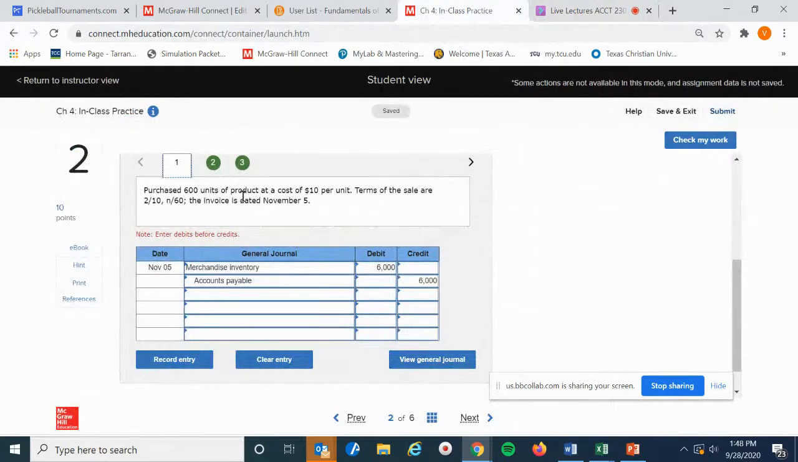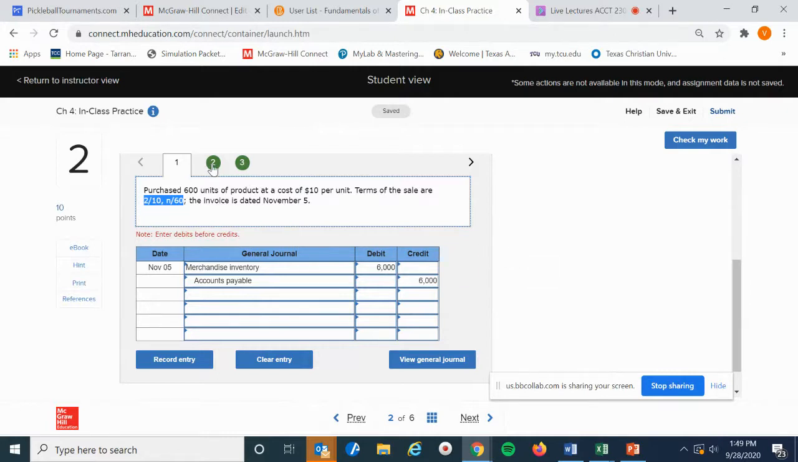For number one, I'm given these numbers. So I have 600 units of product that I'm buying at the cost of $10 per unit. So 600 times 10 is $6,000. So when the company is buying inventory, we're debiting merchandise inventory and we're crediting accounts payable because this is a credit sale. See right here, what I'm highlighting with my cursor says that the company has not paid cash, they've paid on account. Does that make sense?